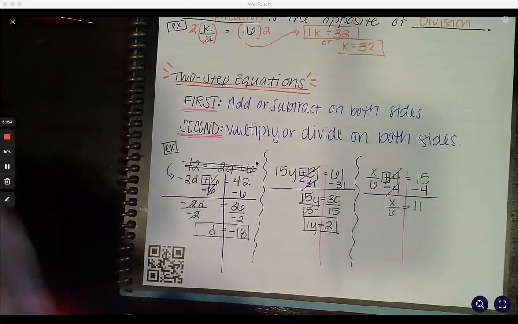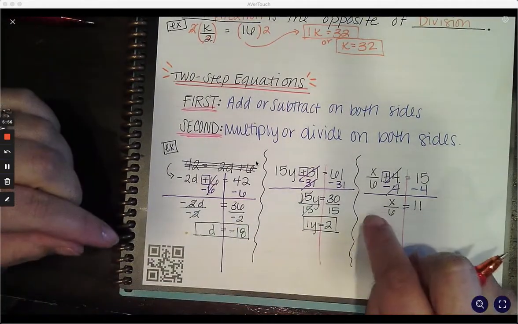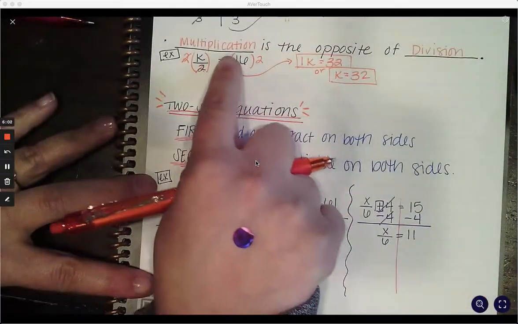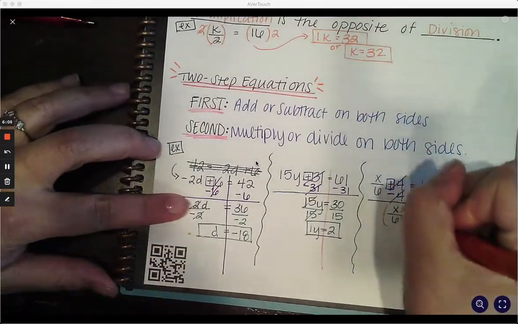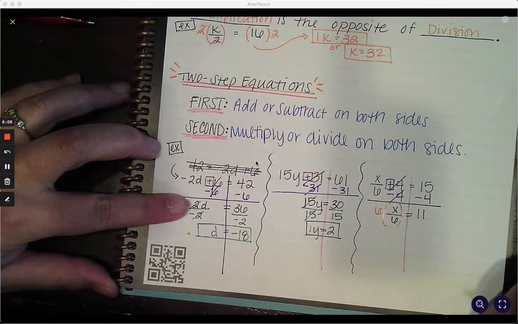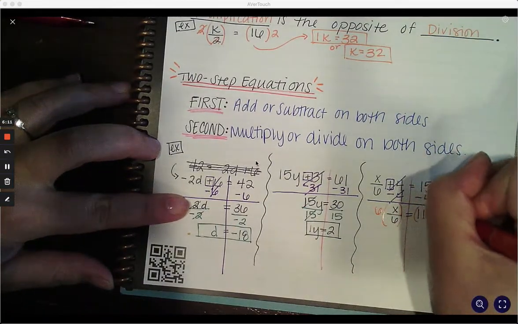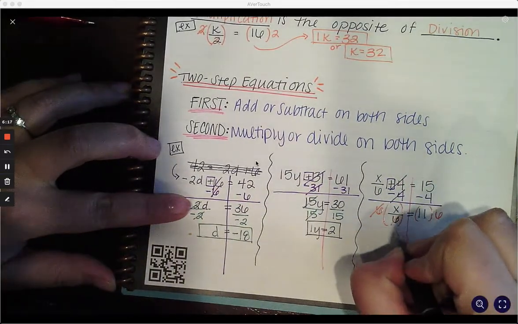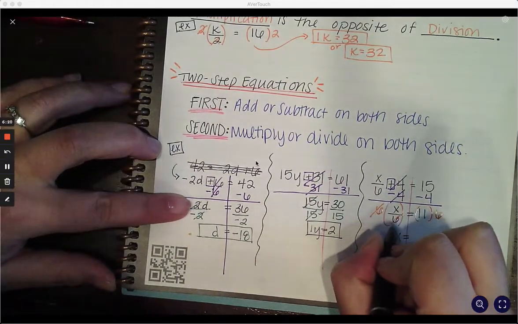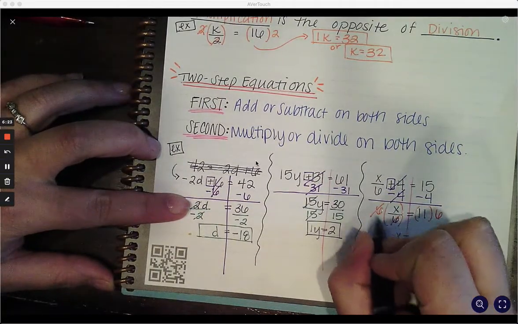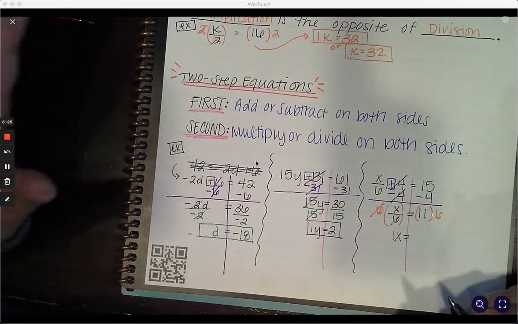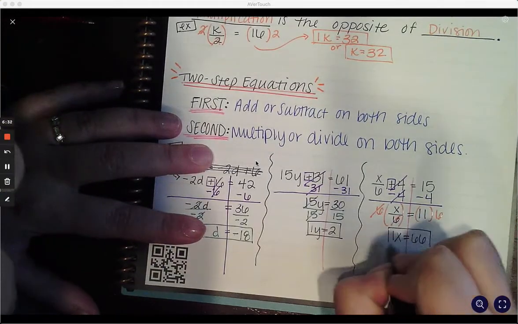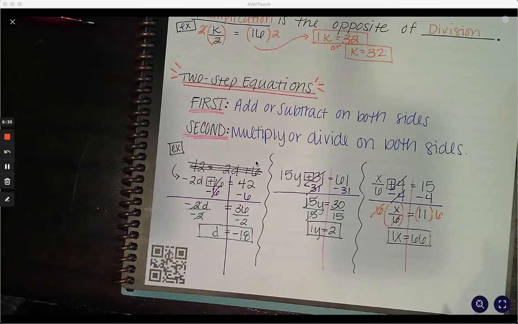Okay, so this one's a little different. Now we're not dividing by a coefficient. I have x divided by 6, and the opposite of division is multiplication. So I'm going to multiply both sides by 6. So we have x equals, now remember, if I'm dividing by 6 and multiplying by 6, they're going to equal 1. So we can put the 1 there, you don't have to. 11 times 6 is 66. Okay, those are two-step equations.